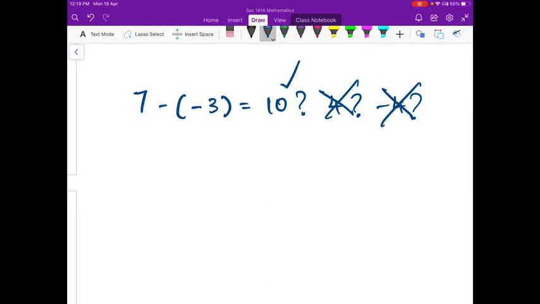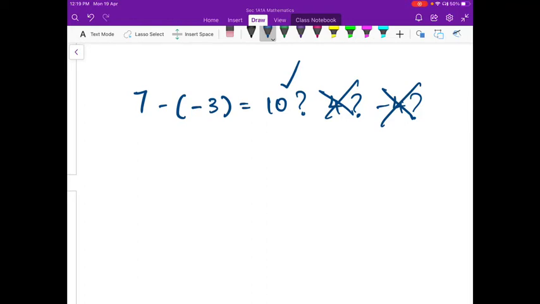Fari? What's happening? About what? Okay. So any questions about this? 7 minus negative 3 is 10. Any questions? Yes, Fari, do you have a question? No question.